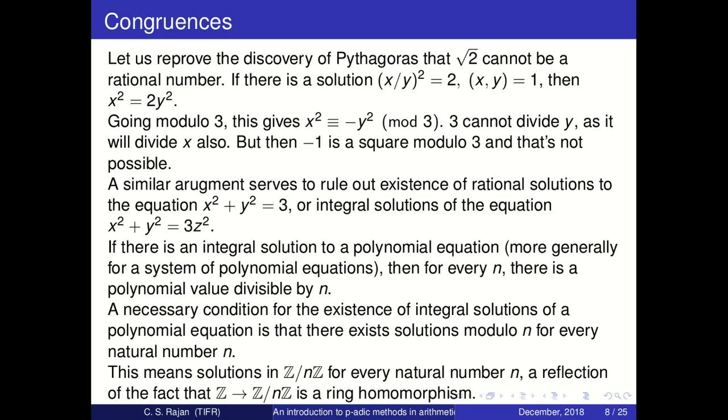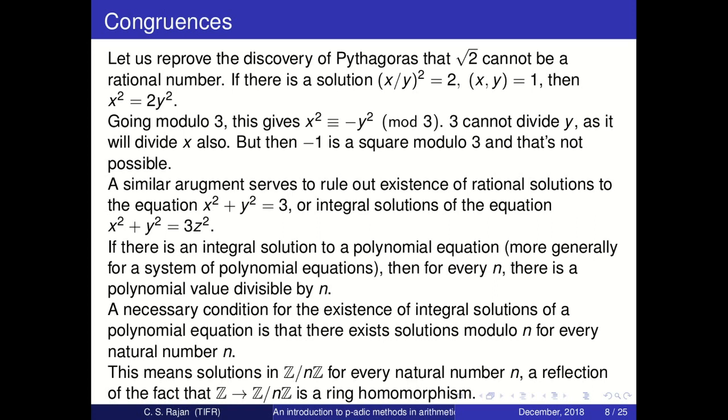So this is a kind of necessary condition. If there is an integral solution to a polynomial equation, or more generally to a system of polynomial equations, suppose x squared plus y squared equals 3z squared has a solution, then that same solution will also be a solution mod n. I can reduce all of x, y and z mod n, and it will always hold.